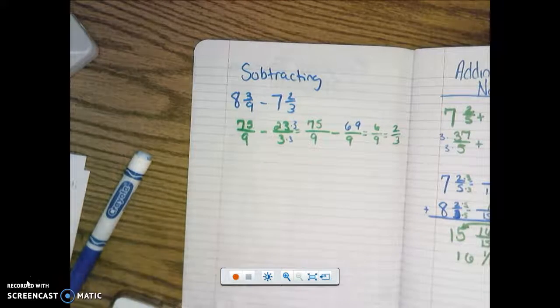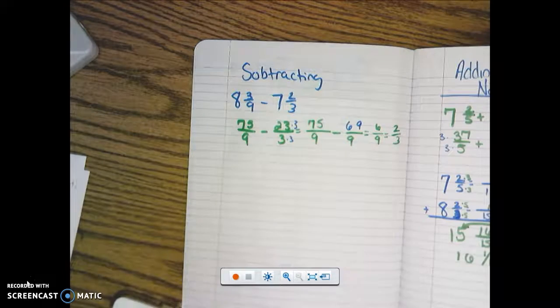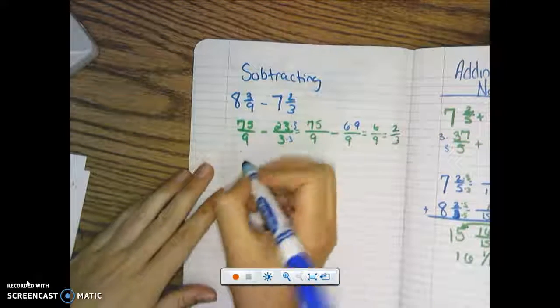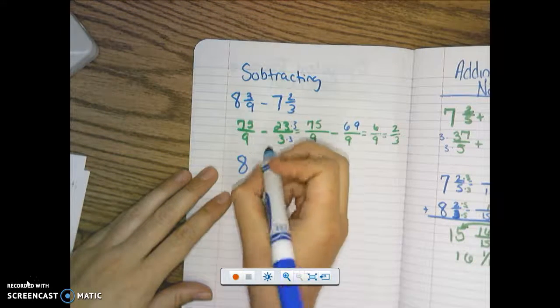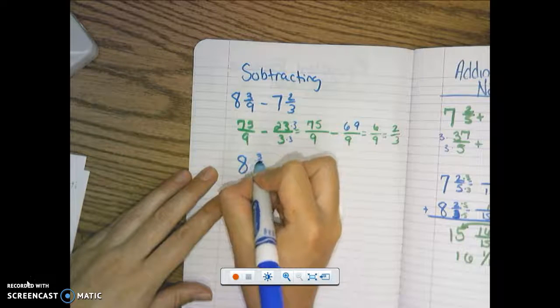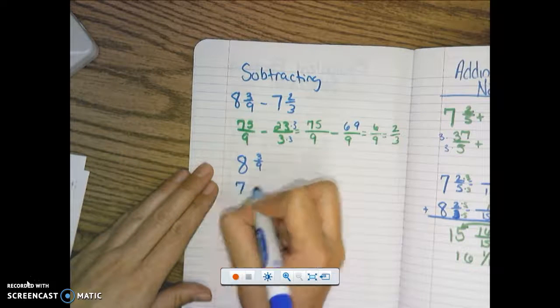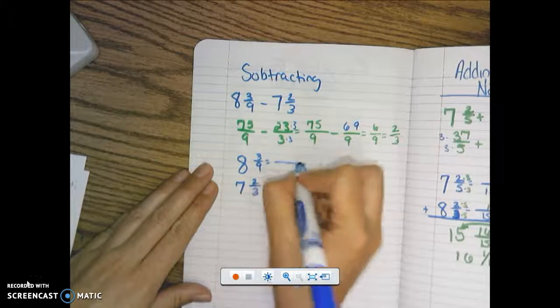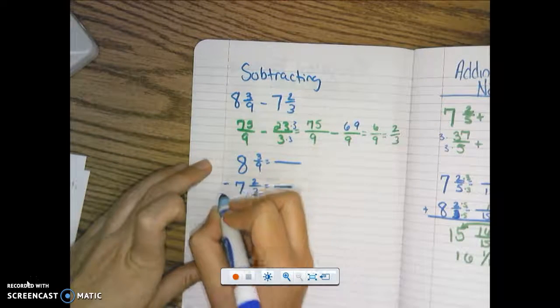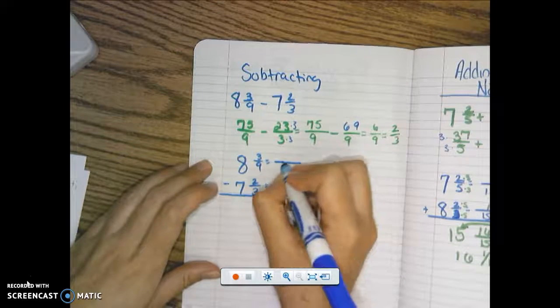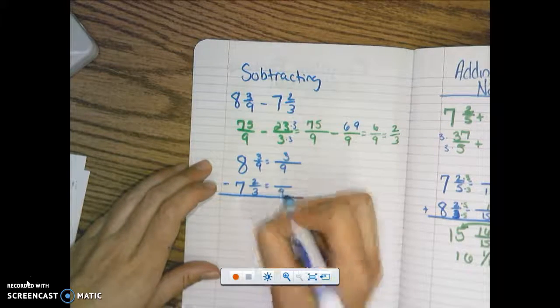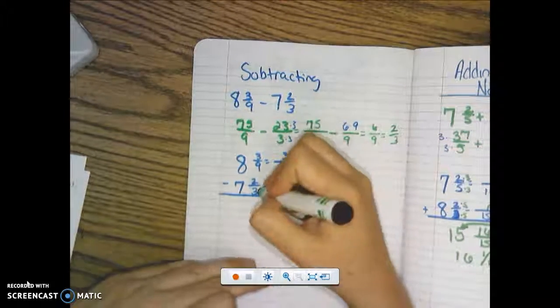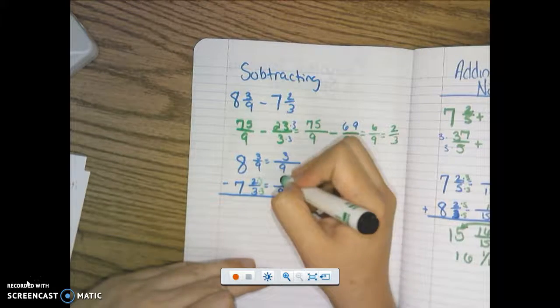Okay. I'm going to show you now the vertical way, which I'm not a big fan of, but some of you might like it. So we're going to do 8 3/9 and 7 2/3. So again, we're just going to forget about our whole numbers and just deal with our fractions. 9, and now we multiply by 3. 6.